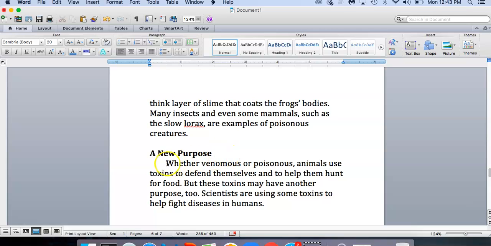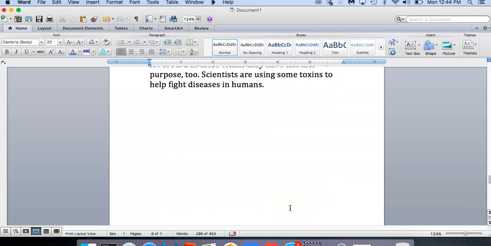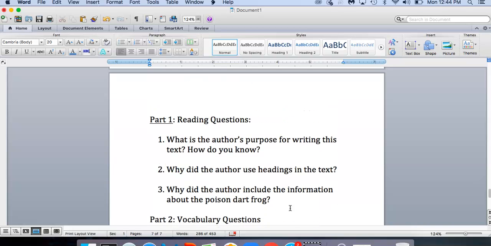And the last one is a new purpose. Whether venomous or poisonous, animals use toxins to defend themselves and to help them hunt for food. But these toxins may have another purpose too. Scientists are using some toxins to help fight diseases in humans. Okay, so you guys have questions to answer about the reading.